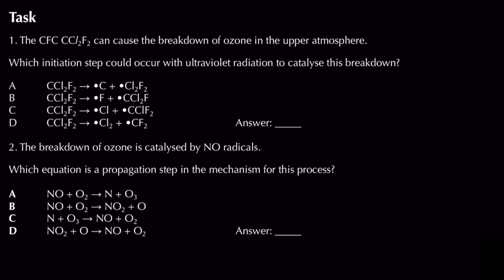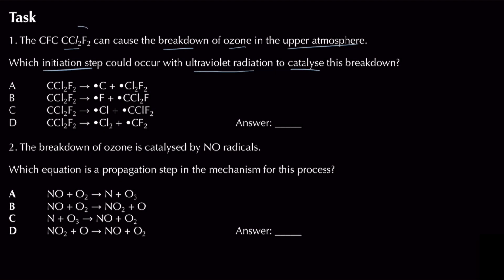So moving on, I've got another task for you to try. Feel free to pause the video and have a go at the following 2 multiple choice questions. In the first instance, you're dealing with CFC, that's going to be CCl2F2. This causes the breakdown of ozone in the upper atmosphere. Which initiation step could occur with UV radiation to catalyze the breakdown?